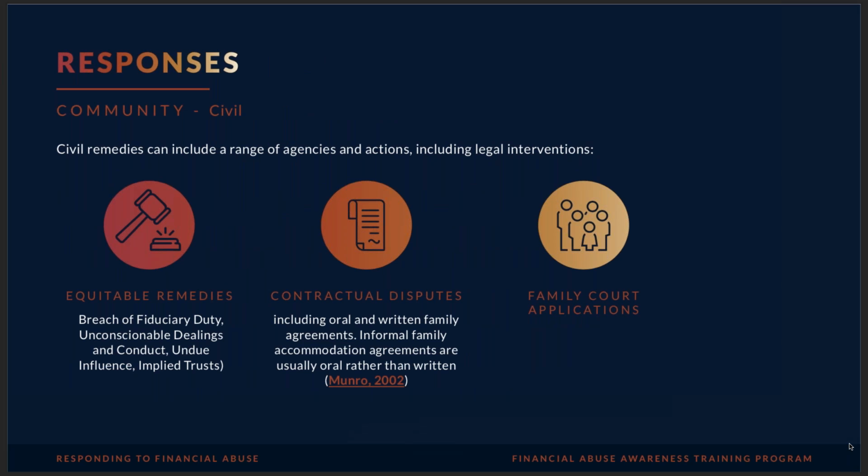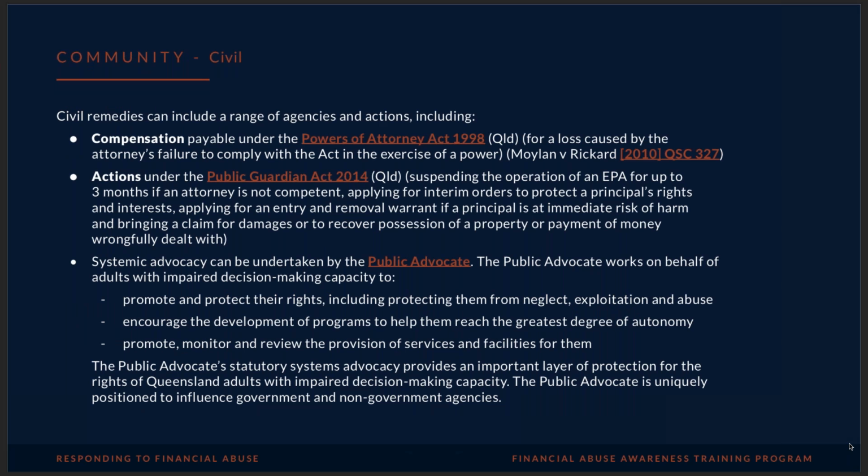Community responses can also include civil responses. Civil remedies can include a range of legal actions, including equitable remedies, contractual disputes, and even applications to specialist courts like the Family Court. Civil remedies can include a range of agencies and actions, including compensation under the Powers of Attorney Act for a loss caused by an attorney's failure to comply with the Act, actions under the Public Guardian Act, and systemic advocacy can also be undertaken by the public advocate. It's important to be aware of the powers of each of these agencies. They can provide remedies for older persons who've suffered financial abuse.